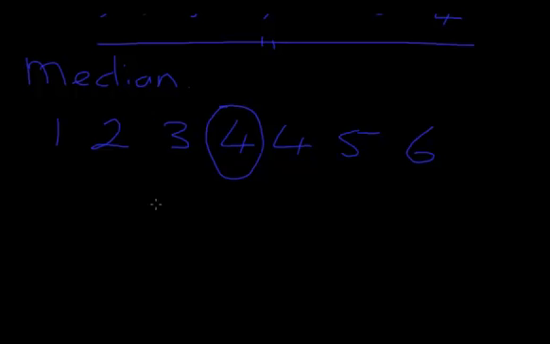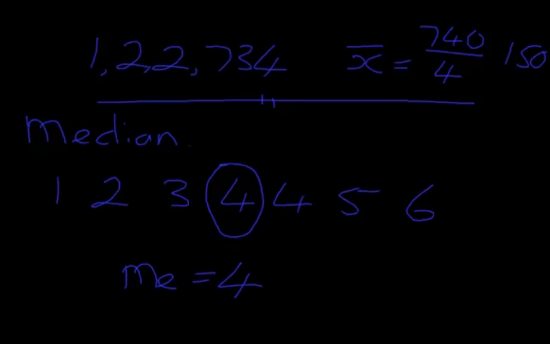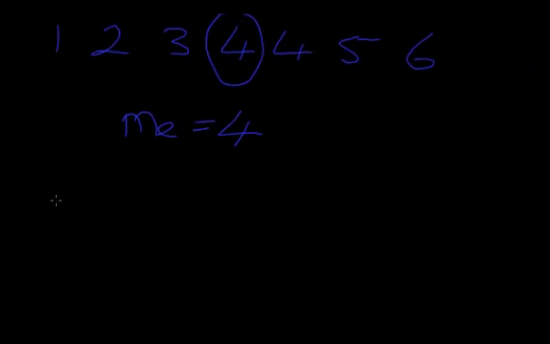That is the median. So the median equals 4. And this is a much better thing for that little problem we saw above. I've forgotten what those numbers were. What were they again? 1, 2, 2 and 734. So if we had 1, 2, 2 and 734, what's the median of that?